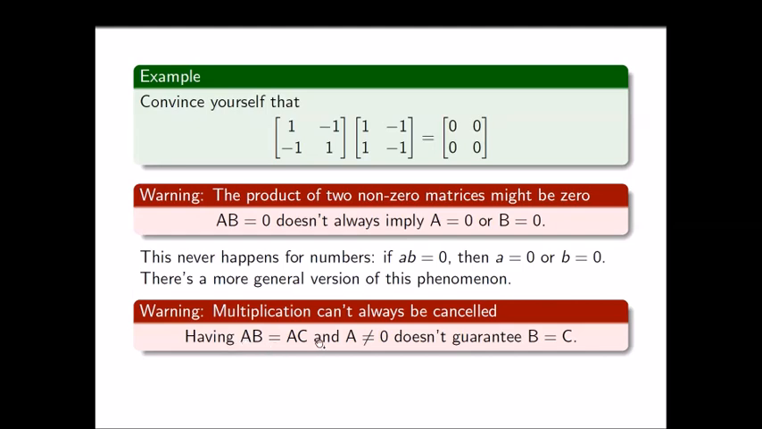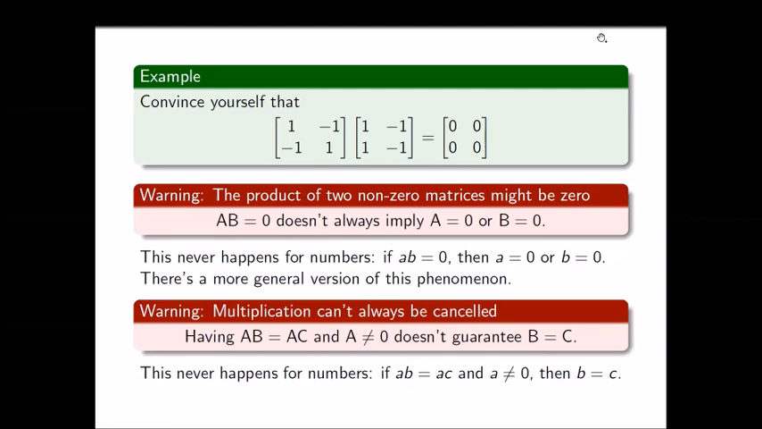And a more general version of this phenomenon is that if you have a matrix A and you multiply on the right by two different matrices B and C, and you end up getting the same thing, AB equal to AC, that does not guarantee that B is the same as C. Of course, if B and C are the same, you're going to get the same product on both sides, but you might have different matrices being multiplied to A, and still end up getting the same product. And like before, this is something that never happens for numbers. So in real numbers, if AB is equal to AC and we know that A is non-zero, then you can always cancel it and get B equal to C.